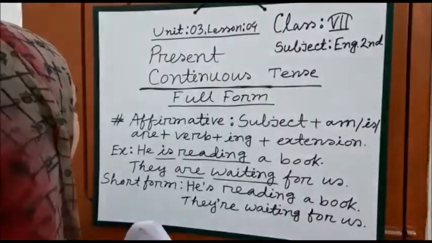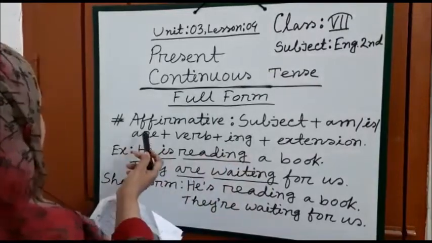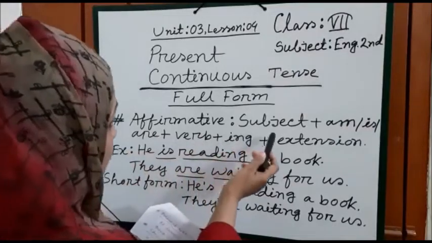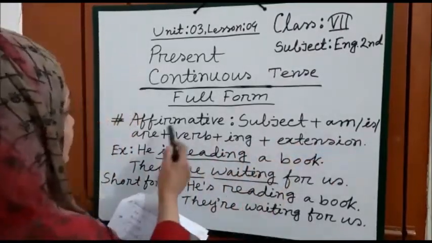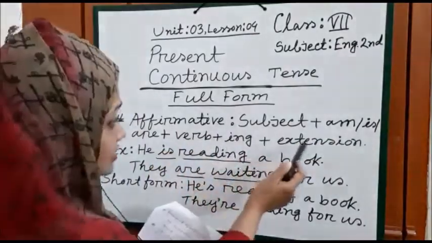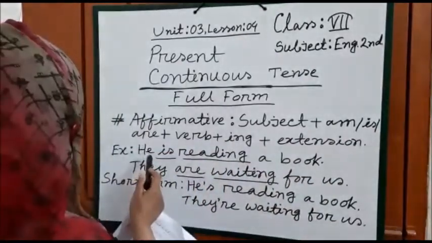Now, my dear students, I am going to show you the full form of present continuous tense. In an affirmative sentence, we will do it in this way. The structure will be subject plus am, is, are plus verb plus ing plus extension. There are two examples here.